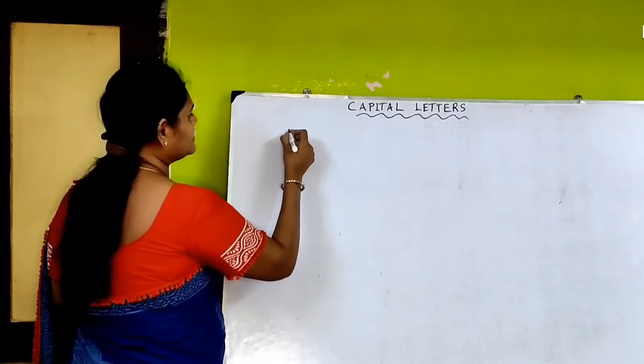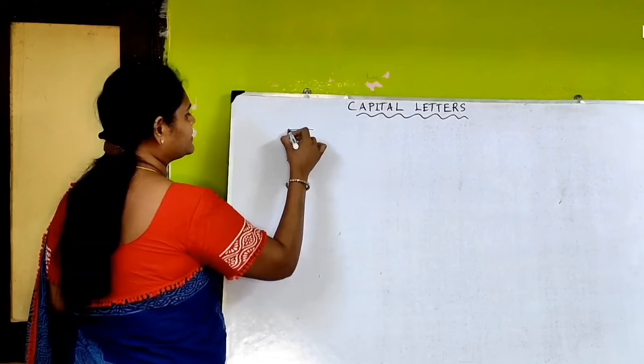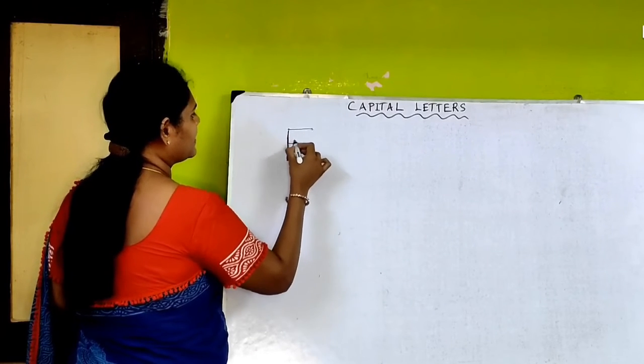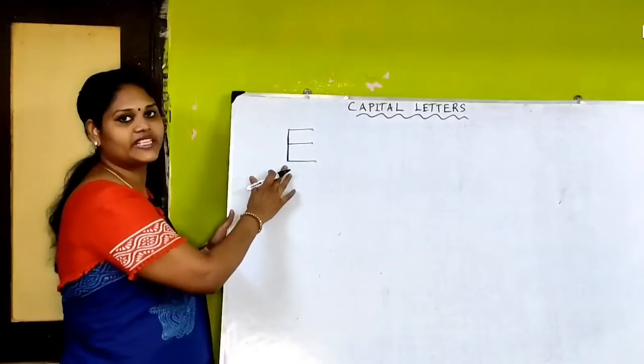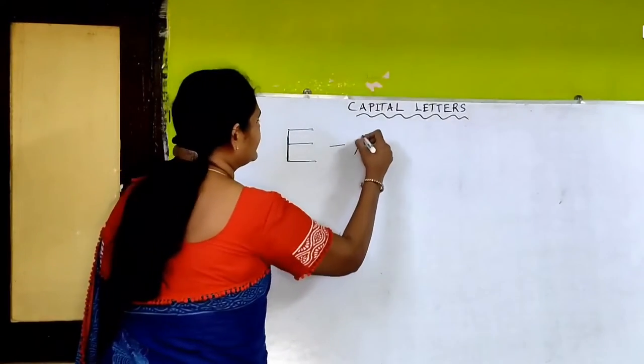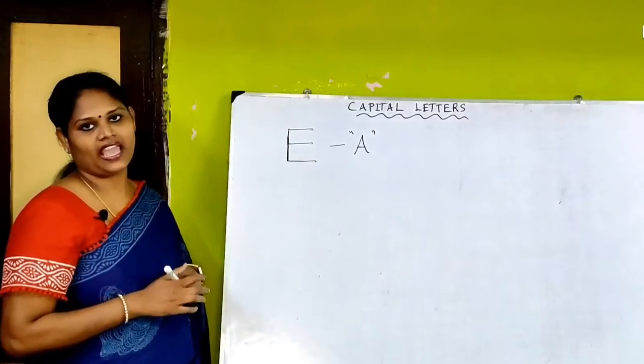Standing line, sleeping line, sleeping line, sleeping line. Again I repeat, standing line, sleeping line, sleeping line, sleeping line. This is capital E and E says A. The phonic sound for E is A.